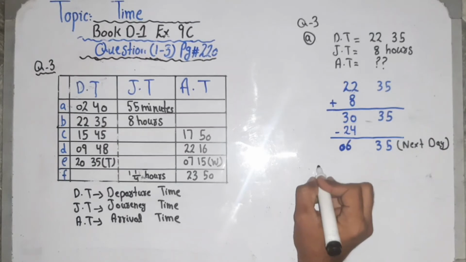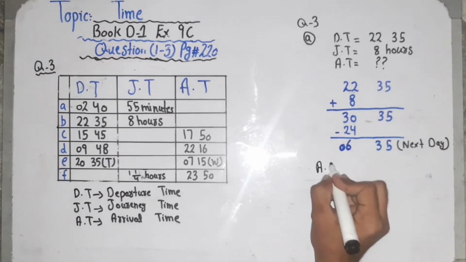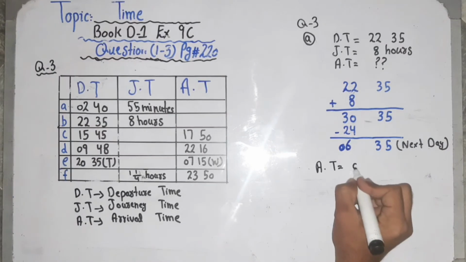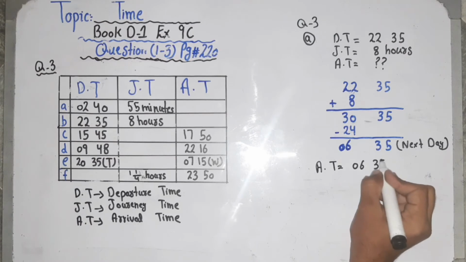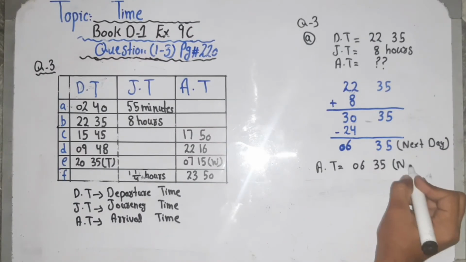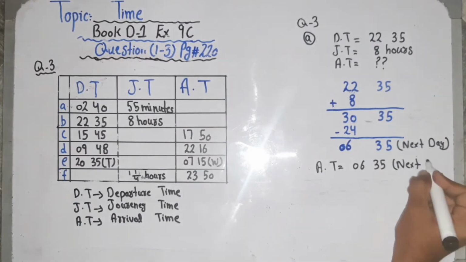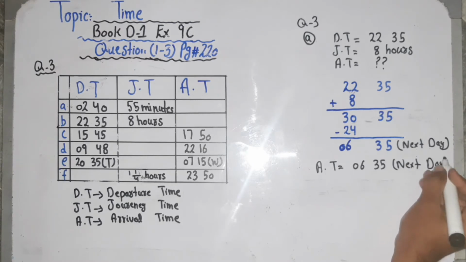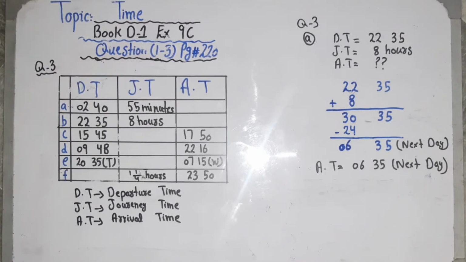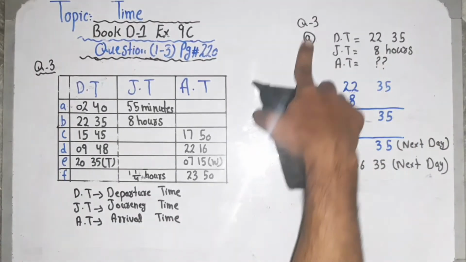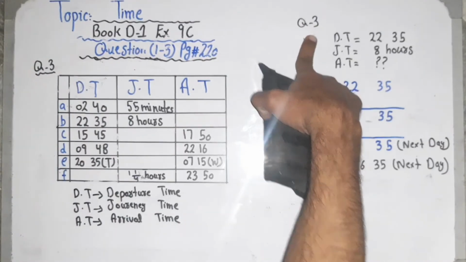So arrival time equals 6:35 next day. This is the easiest way to solve this question. You can solve this question by drawing the number line, but I think this method is a little bit easier. So now we are moving towards part C.